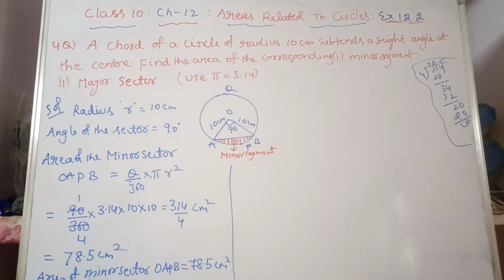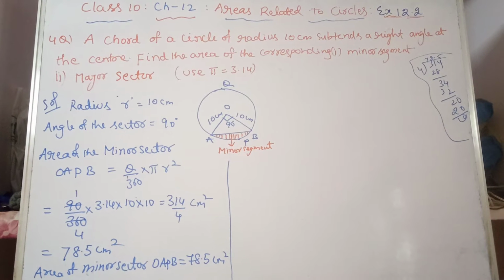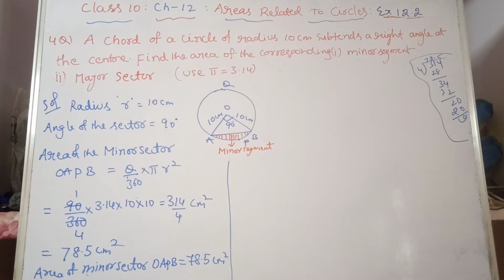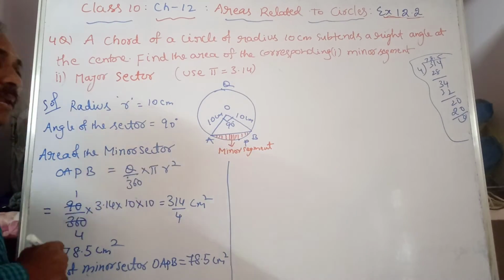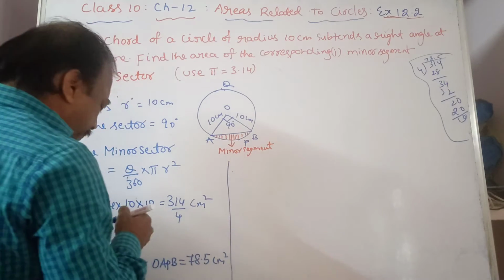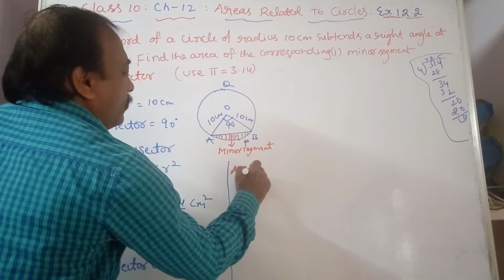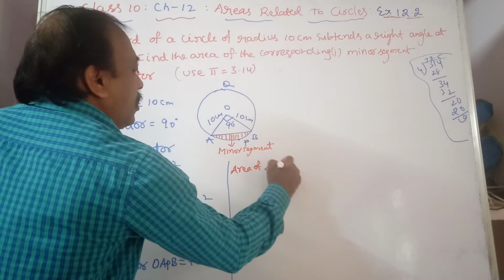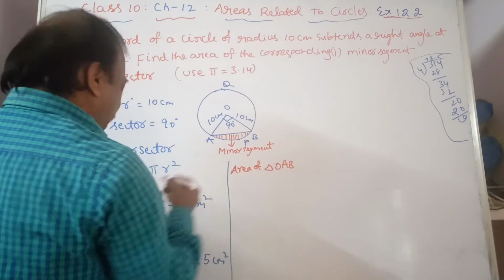Now you have to find the area of the triangle. If you know the area of the triangle, then you can find the minor segment. So first we are going to find the area of triangle OAB. What is the formula for the area of triangle OAB? Observe it here.